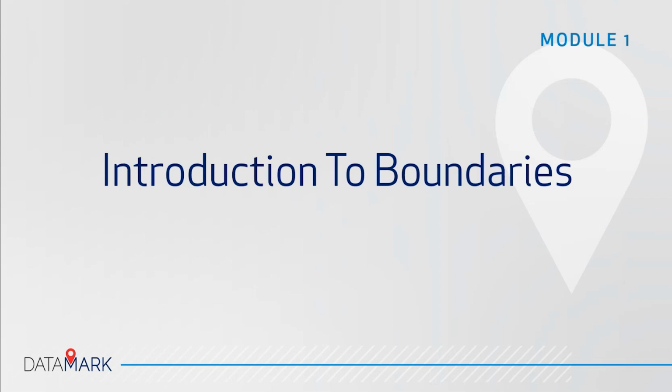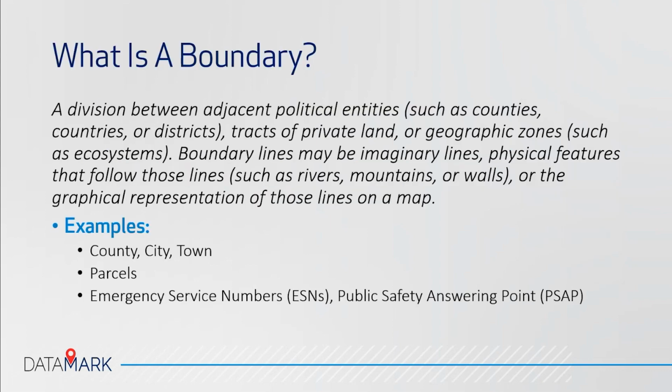All right, so introduction to boundaries. A boundary is basically a delineation or a division between different entities. This can be political, in terms of a county or a country or a city or a town. It can be something more granular like parcel data. I'm sure most of you are familiar with parcels, subdivisions, and consolidations. Those boundaries can change easily, whereas with counties, cities, and towns, they don't really change that often.